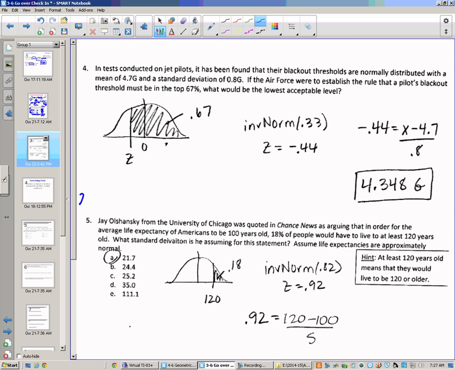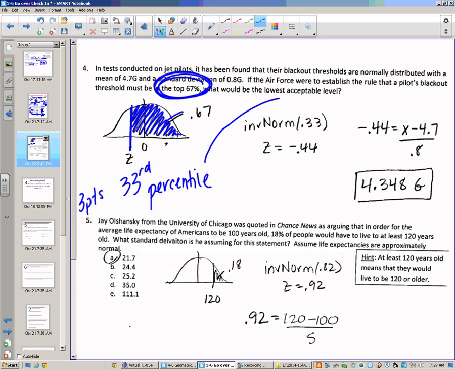This was worth 3 points. It was not a multiple choice, and we're talking about jet pilots to be in the top 67%. So again, some of your pictures were not correct here. So the top 67%, that's more than 50%. So it's below the mean, 67%. So this means it's in the 33rd percentile. Remember, inverse norm takes the percentile. So I do inverse norm of 0.33, I get my z-score. I set up by saying, okay, I'm going to solve for the value minus the mean over the standard deviation. You should have gotten 4.348.